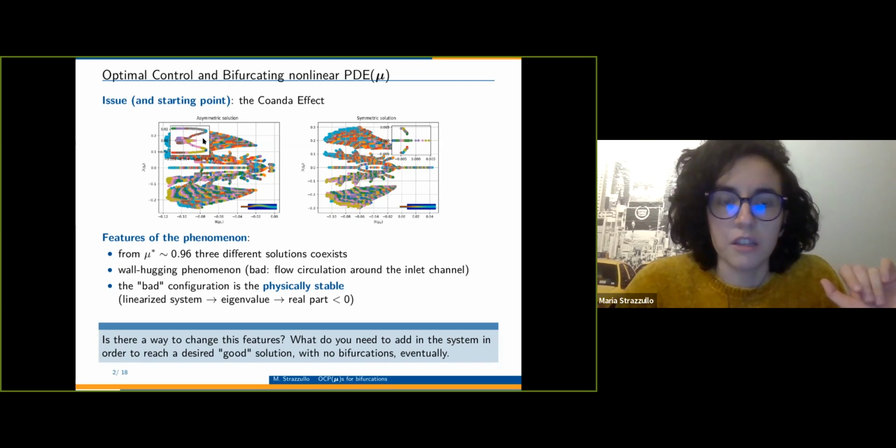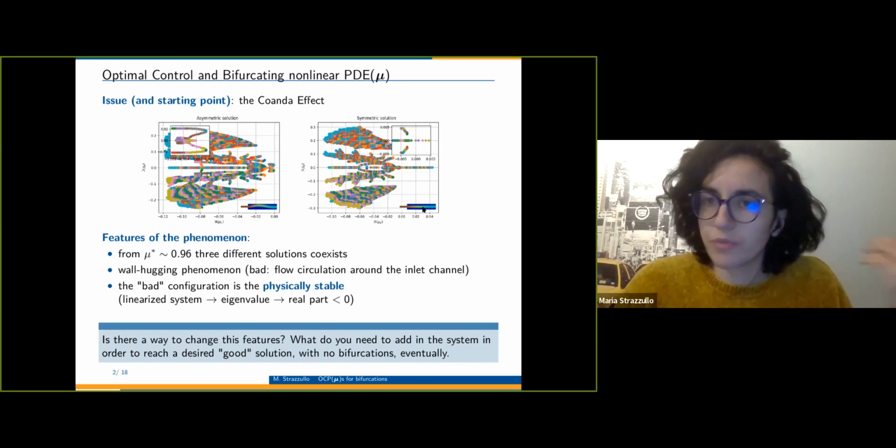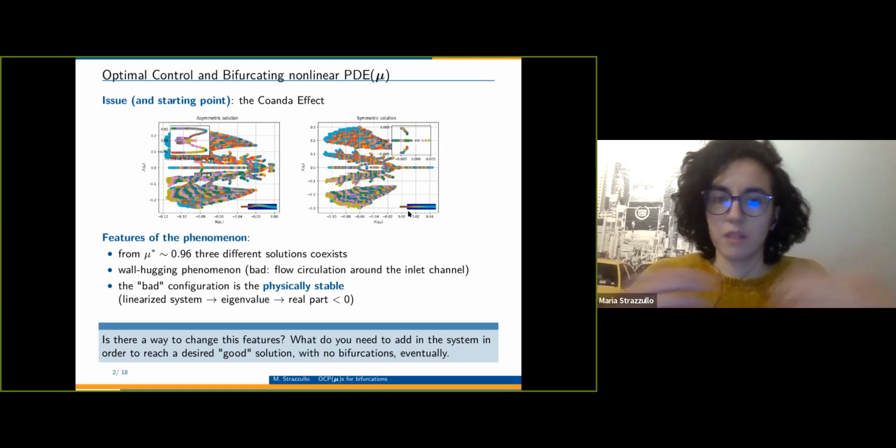As you can see here, you never touch zero. Actually, in the close up, you can see that you never touch zero and everything is negative. And this is the Wall-Hugging solution, so this is the physically stable one. While for the straight solution, which is the unstable one, the real part of the eigenvalues of your discretized system crosses zero. So this is a mathematical way to see if a solution is stable or unstable.